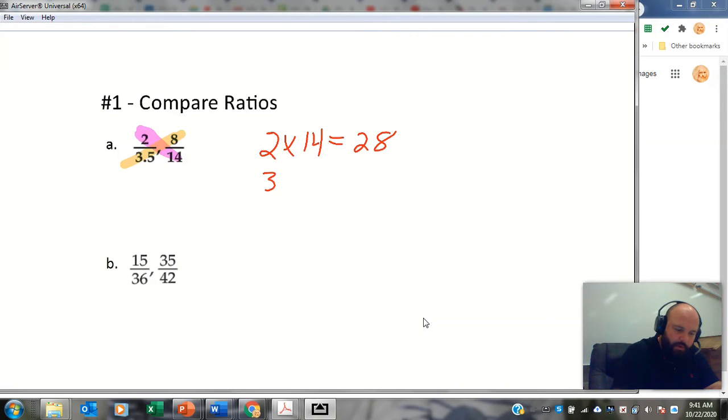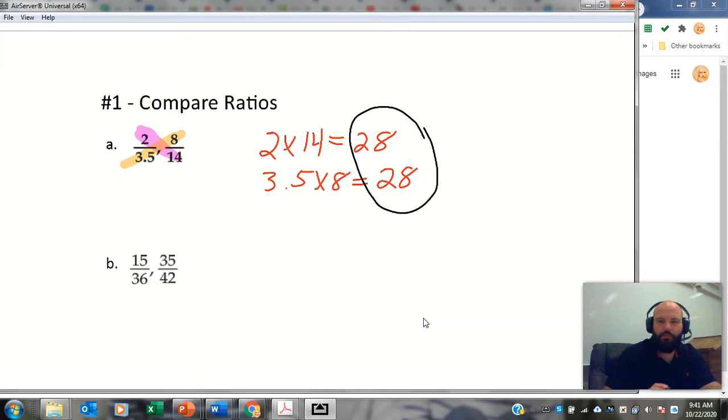And then I'm going to do 3.5 times 8. And when I do 3.5 times 8, I get 28. The key part of this is to notice that when we did the cross multiplication, both answers are the same. When both answers are the same, we can say that these two ratios themselves are equal to one another. And that is what forms a proportion, when you have two ratios that are the same. So those two fractions are a proportion.